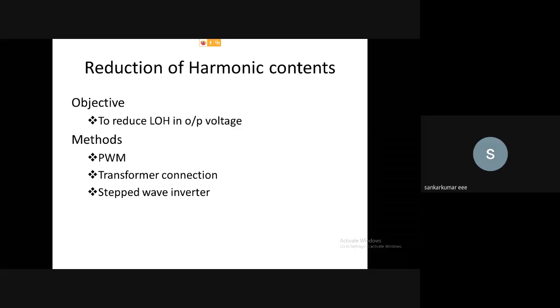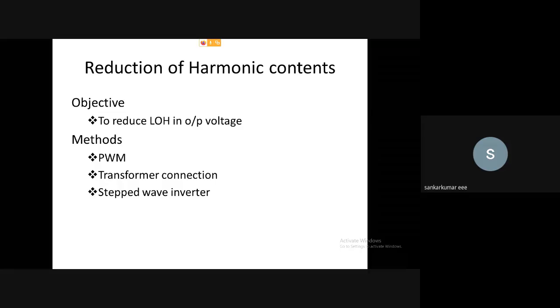Now there are many advanced methods for reducing the harmonic contents. That is selective harmonic elimination. Selective harmonic elimination means we can choose the harmonics which have to be eliminated. For example, we first have to reduce the fifth order, seventh order, and ninth order. So we have to choose what harmonics are to be eliminated. Depending upon that, we will give some firing angles to the devices in the inverters. Depending upon that, the corresponding harmonics alone will be reduced. So that is called selective harmonic elimination.